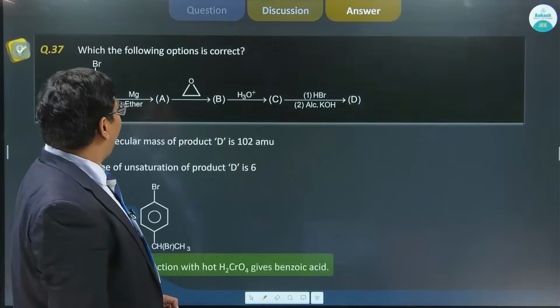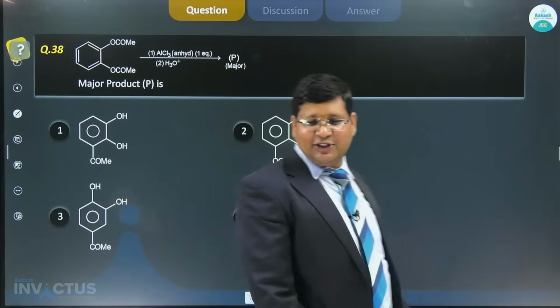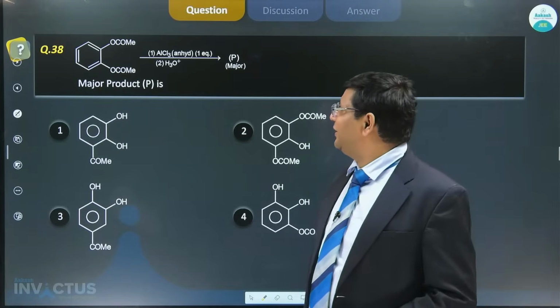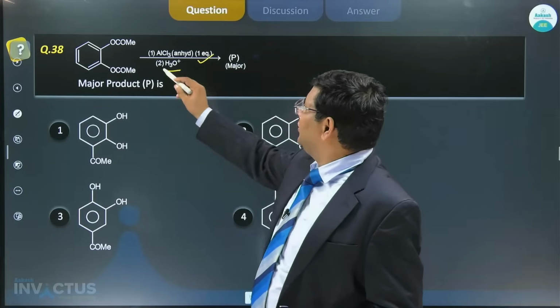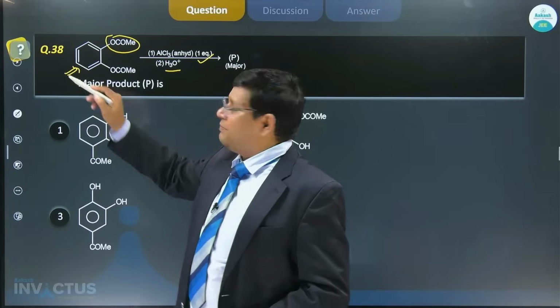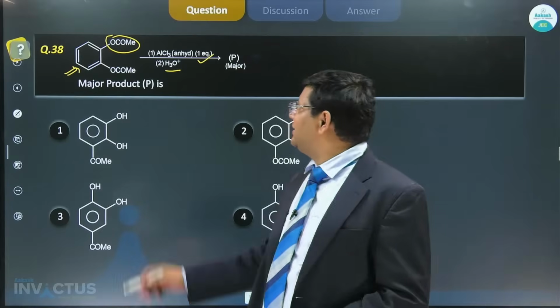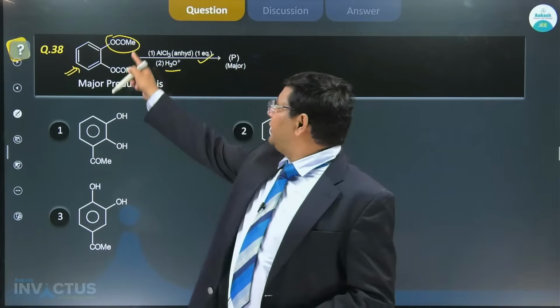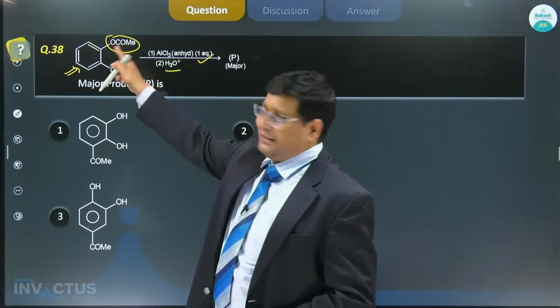Okay. Now, next question is, yes, this is again an interesting question. One name reaction is involved there, because AlCl3 anhydrous 1 equivalent and H3O plus. See, this is a Fries rearrangement. There are two rearrangements in phenol. One is Fries rearrangement, one is Claisen rearrangement. So you can go for Fries rearrangement with one of the reactants, right?